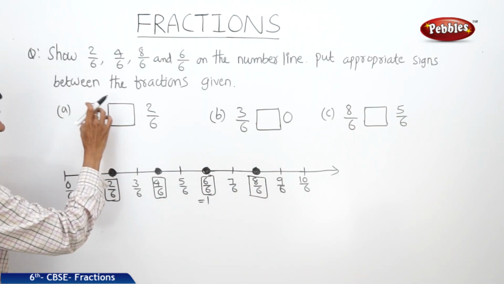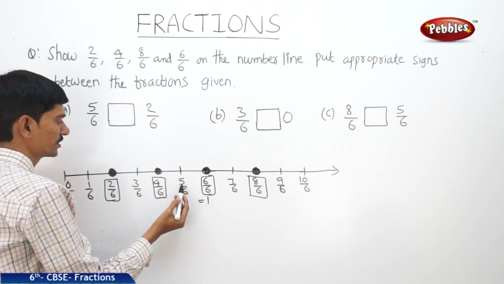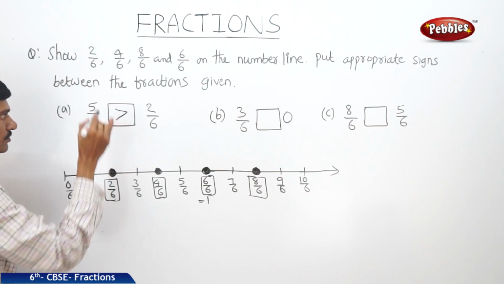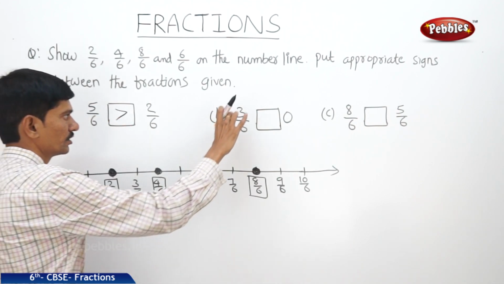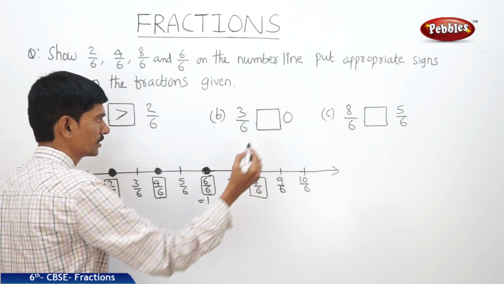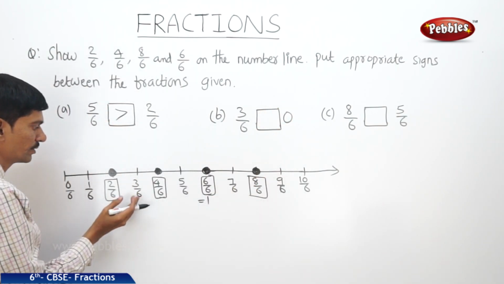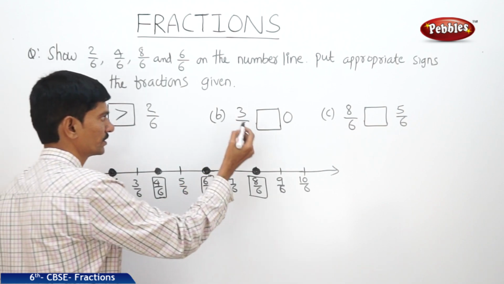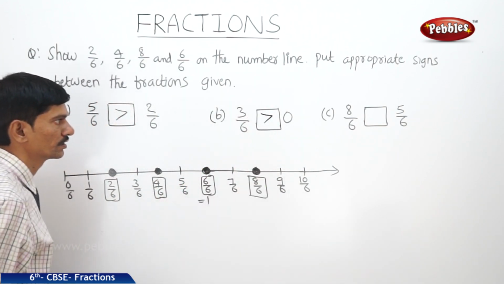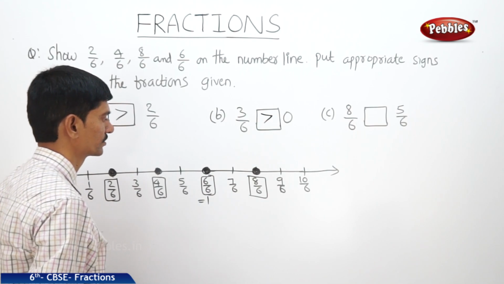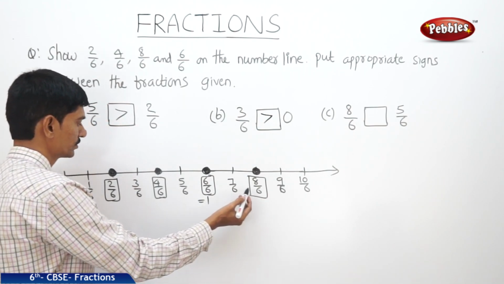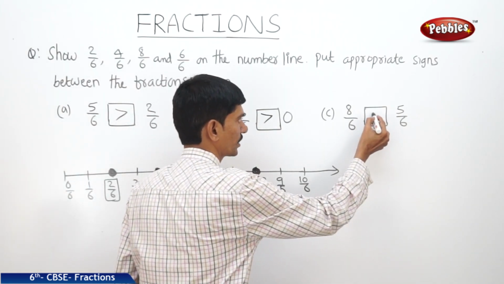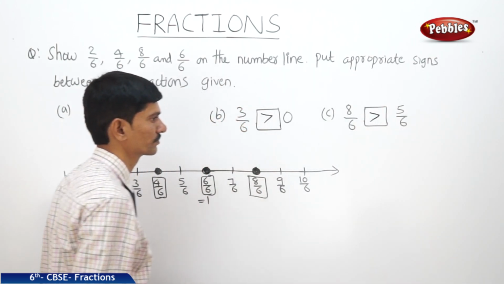Now 5 by 6 and 2 by 6: here 5 by 6 lies to the right of 2 by 6, so 5 by 6 is greater than 2 by 6. Then 3 by 6 and 0, where 0 can be written as 0 by 6. Here also 3 by 6 is to the right of 0 by 6, so 3 by 6 is greater than 0. Then 8 by 6 and 5 by 6: here 8 by 6 is to the right of 5 by 6, so here also we can use the greater than sign. 8 by 6 is greater than 5 by 6.